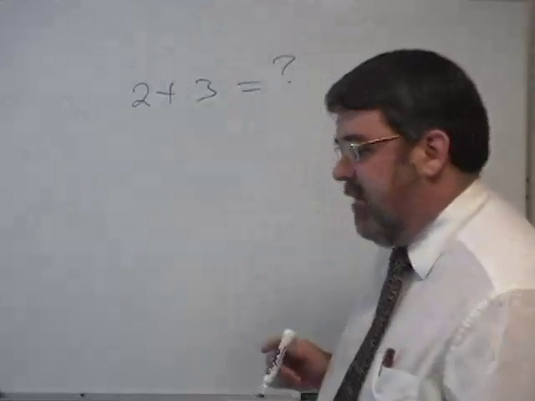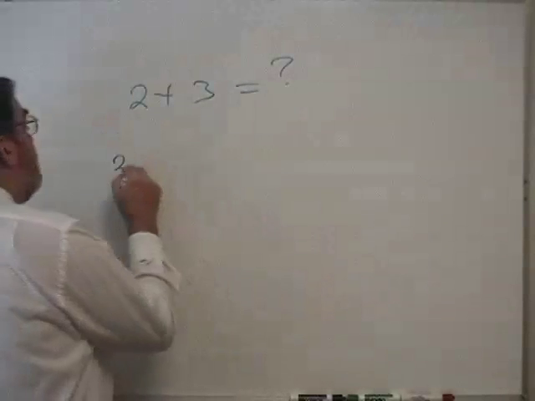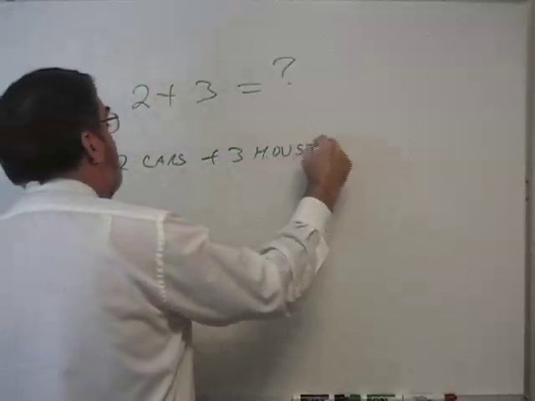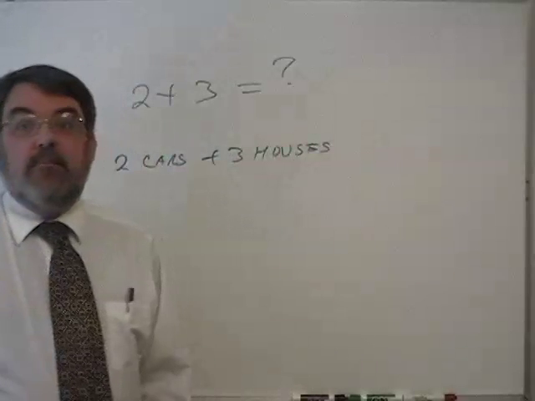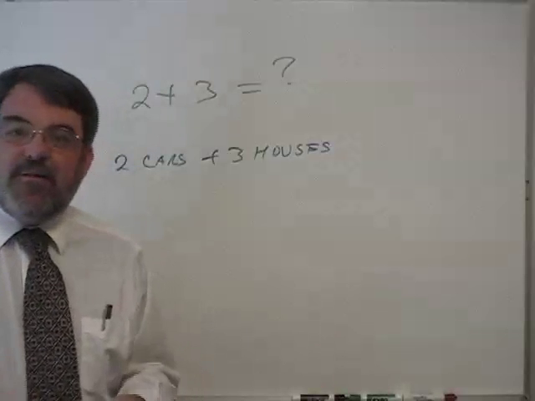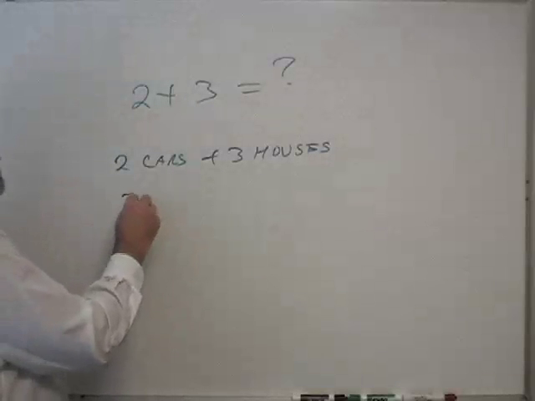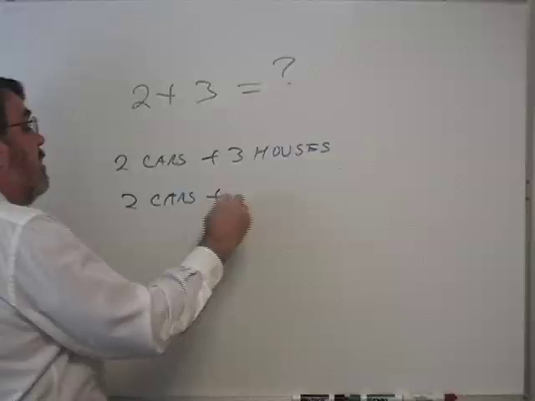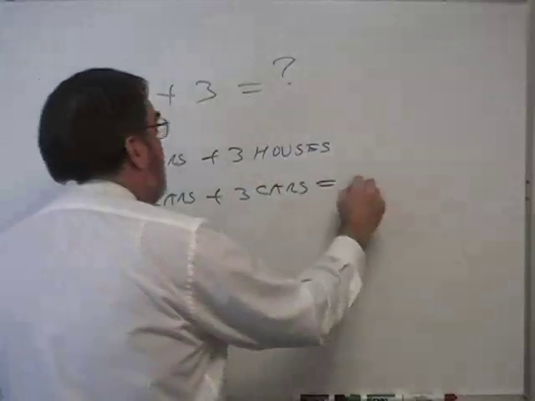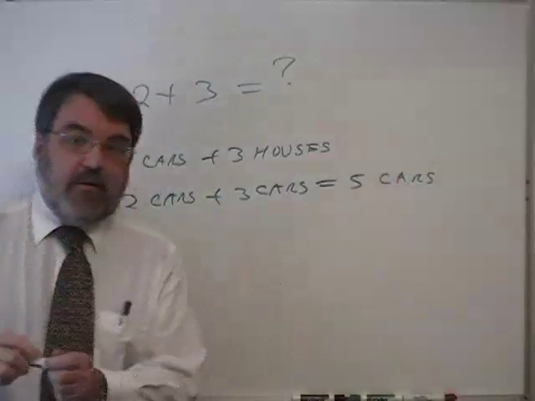Think about this. What are 2 cars plus 3 houses? Is that 5 something? I guess you could say 5 objects. What about 2 cars plus 3 cars? Now that's 5 cars, isn't it? So what's the difference here?